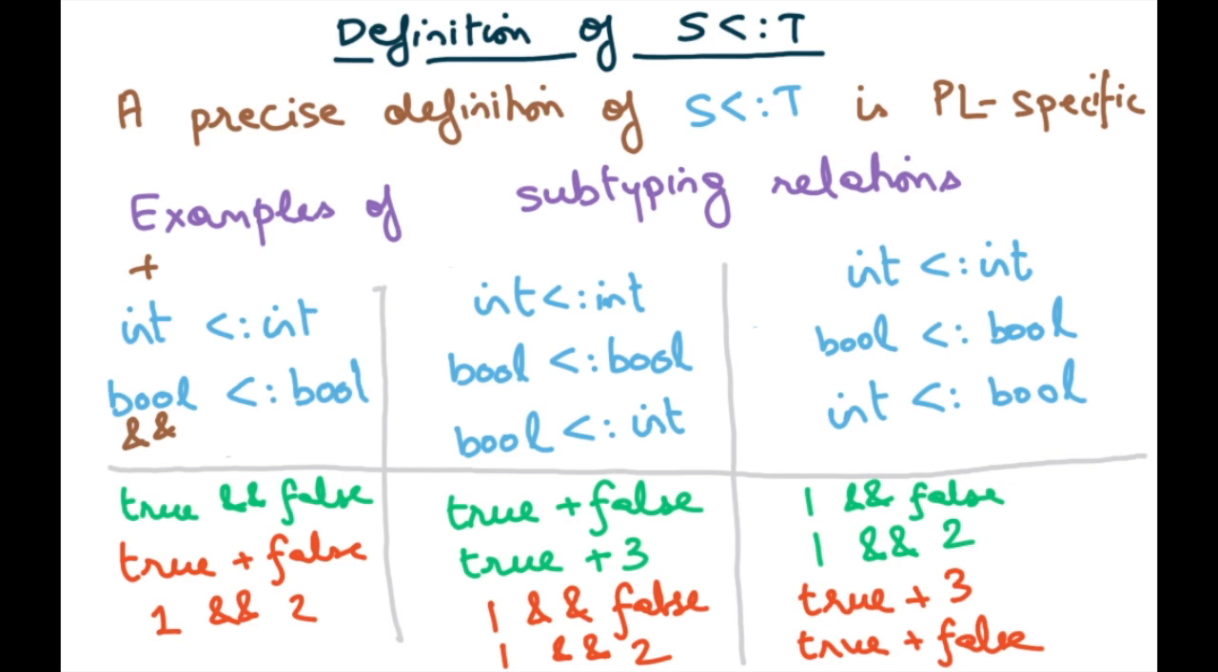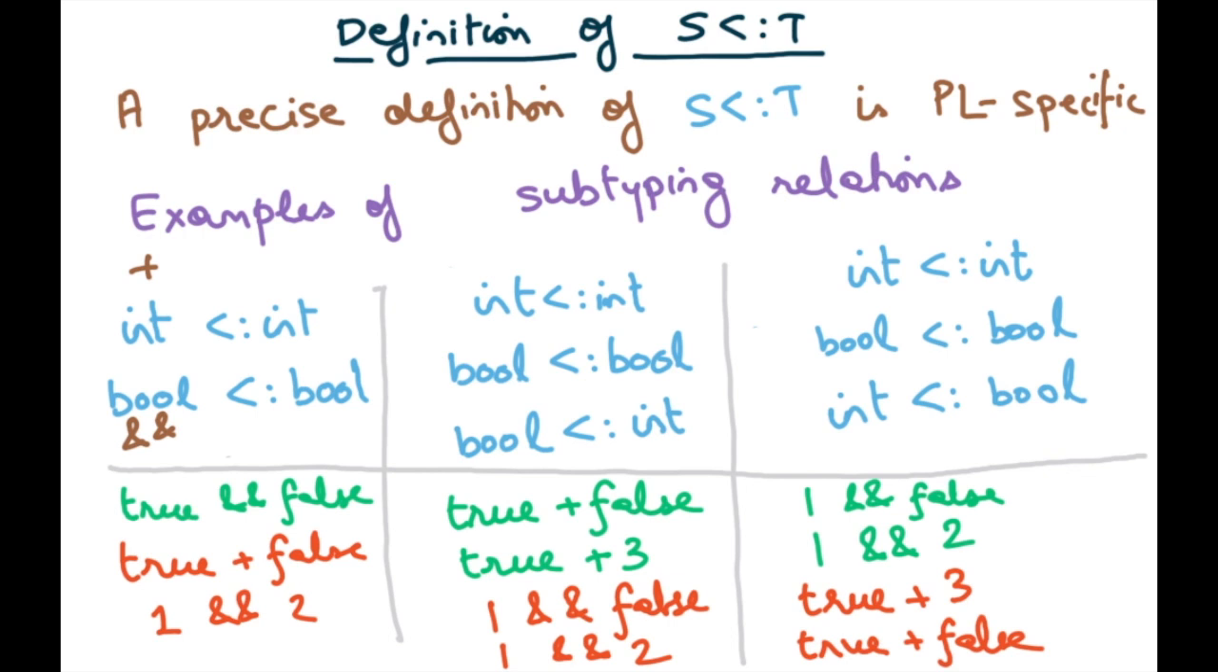Plus is only expected with int types, and true is a term of type bool, and the type bool has nothing to do with the type int. There is no subtyping relation between bool and int. These relations basically don't say anything about the relation between bool and int. And so in this language, true plus false is invalid, and similarly if I try to logical AND two integers, let's say 1 and 2, then that's also invalid.